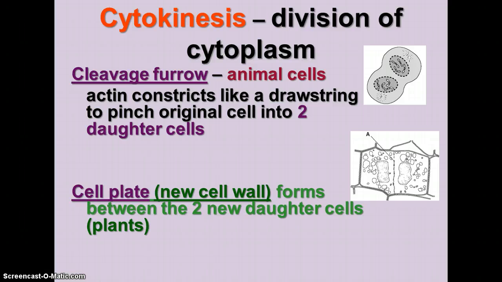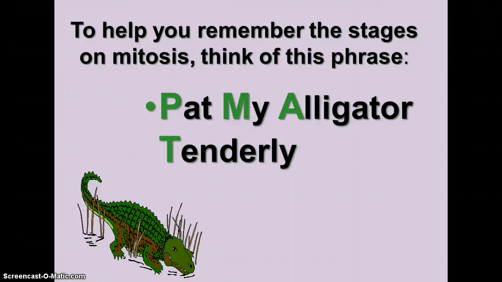Now, you also have to remember the phases of mitosis, and you have to remember them in order, not only what happens, but the order in which they happen. And so a way to remember this is to come up with a sentence to remind you. Here's one to help you remember the stages. Pat my alligator tenderly. P stands for prophase, metaphase, anaphase, and telophase. If you were in class, I showed you the hand signals to help you remember what happens. If you were not in class, remind me and I will show you how. It's very, very easy, or you can get another student to show you.